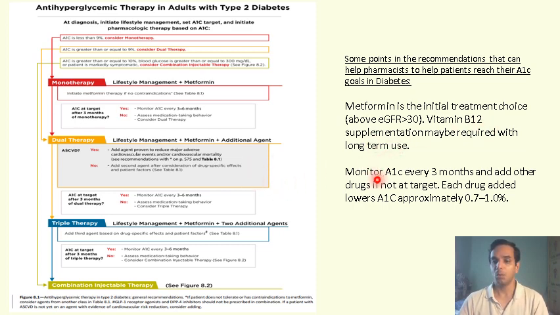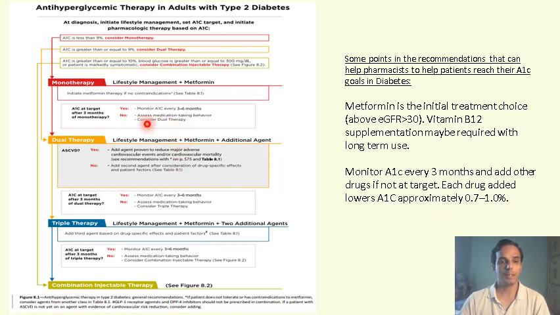So then they would monitor the A1C every 3 months and add another drug if not at target. Each of the drugs lowers the A1C differently, but approximately by 0.7 to 1%. So each time you add an additional agent, it should drop the A1C by approximately 0.7 to 1%.